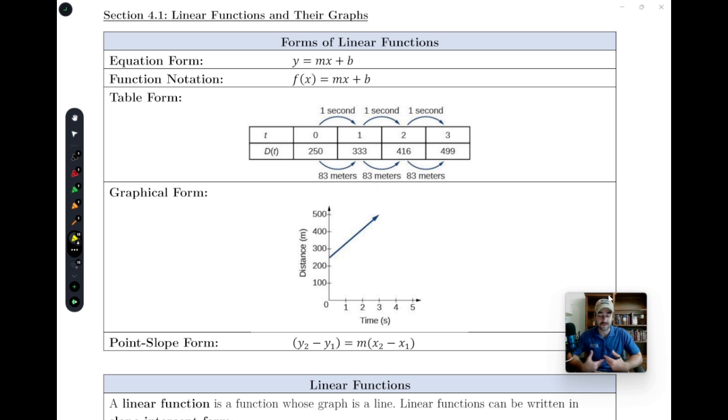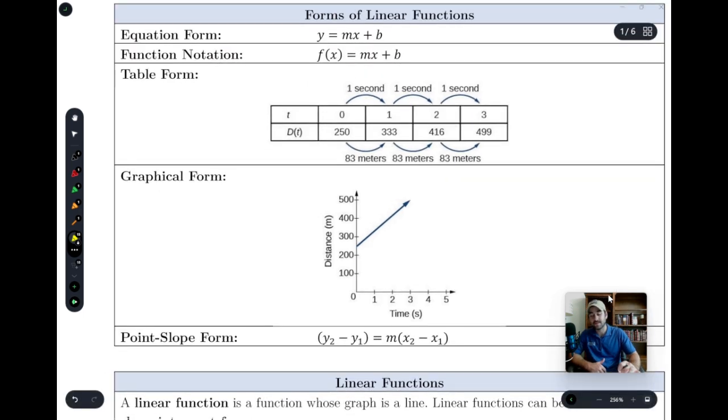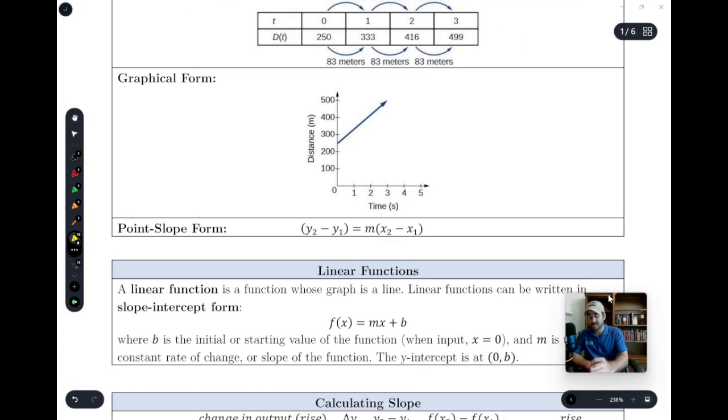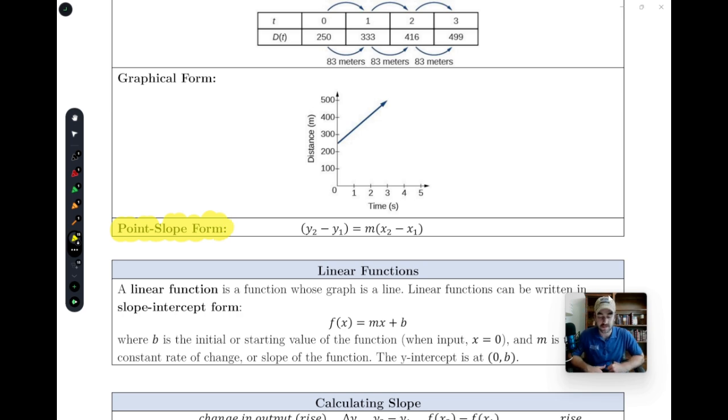And then the function form, which is exactly the same. We're just replacing that y with an actual function, f of x, where x is the input and f of x is the output. We've got tables like we've been looking at before. We've got graphs. And then we've got this one special form that's going to be really helpful in solving a lot of these equations, which is the point-slope form.